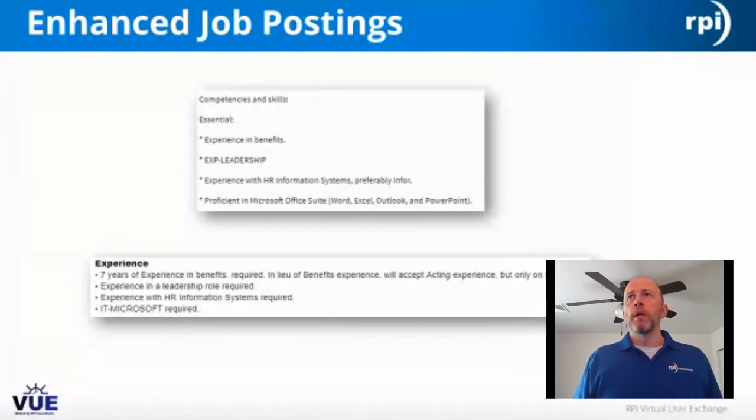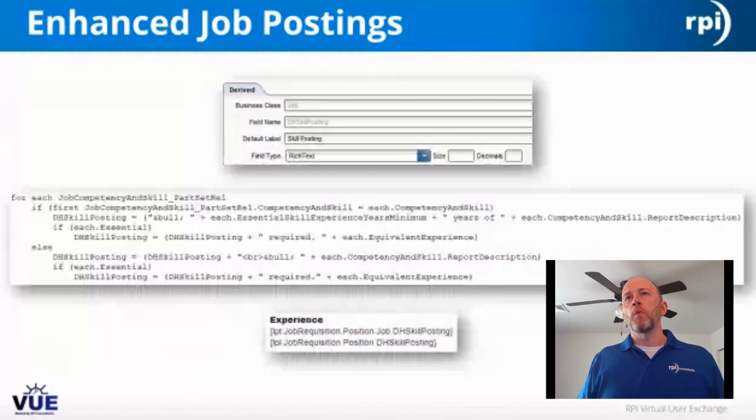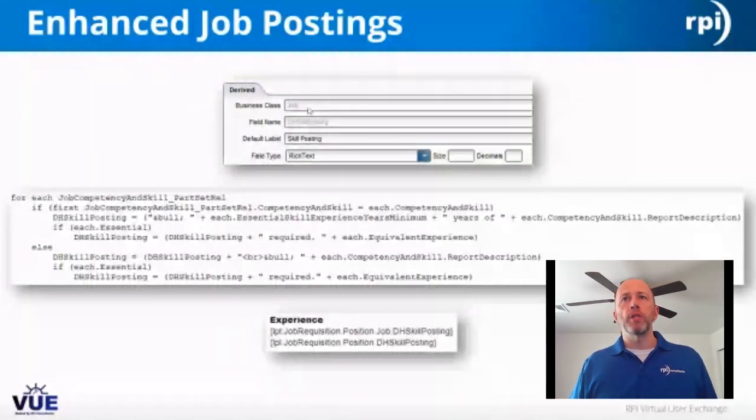So how is that one done? Again, derived fields, and this is taking it up a notch, right? We're actually looping through. In this derived field LPL code, we're looping through, starting at the business class job, all of the related competencies and skills. In this case, it's a one-to-many relationship between job and job competency and skill. Pulling those all in, looping through and basically just appending them all to one variable at the end. There's an if statement here that's basically, hey, is this my first one, or am I appending to existing data that I've already got?